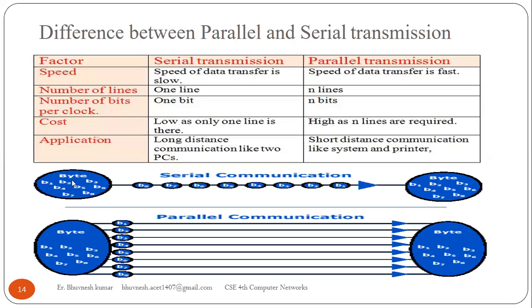Okay, and at the bottom there is an example. This is your sender side. The data is sent in the form of bits, one by one, and the receiver will also receive those bits one by one. For parallel communication, multiple bits can be sent by a sender and the receiver can receive multiple bits at the same time.